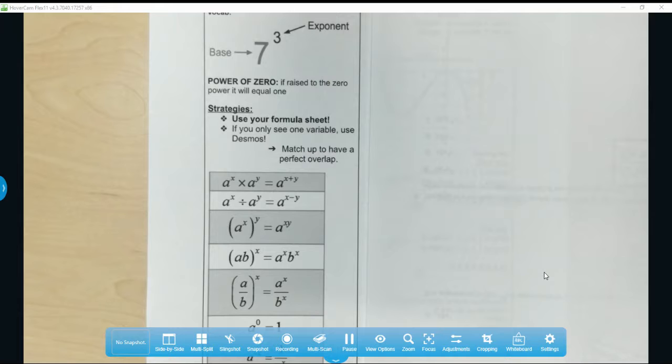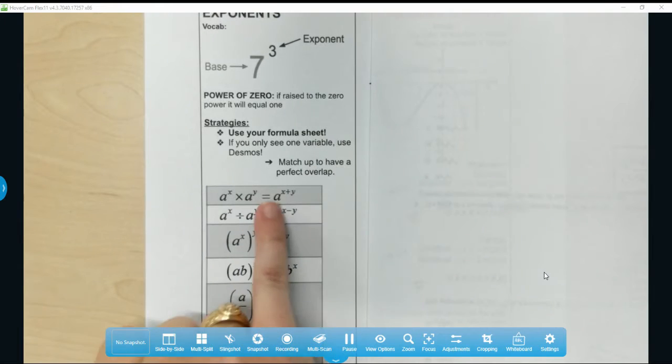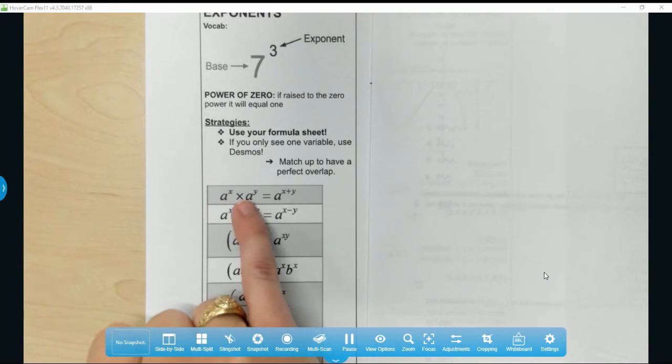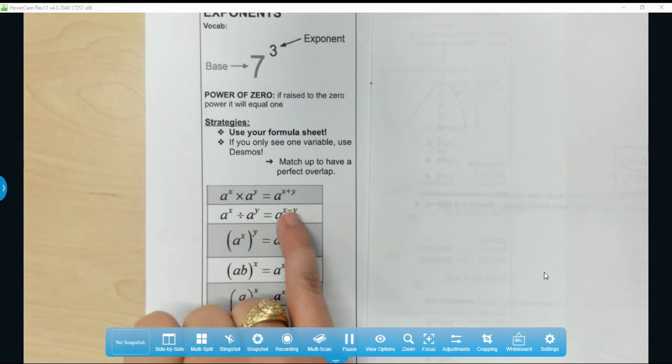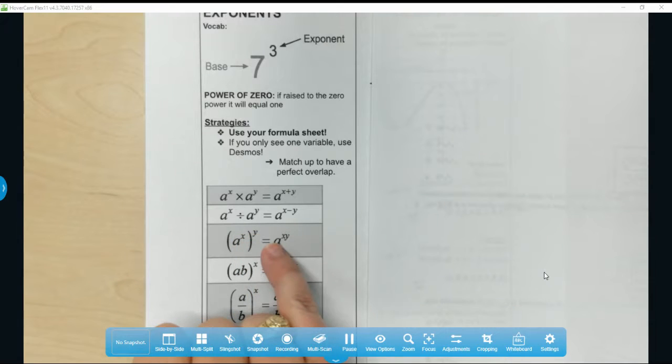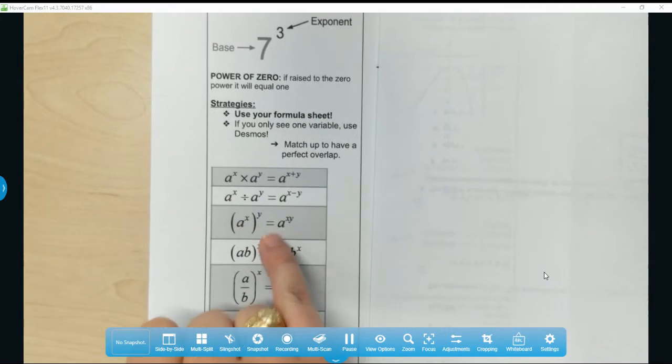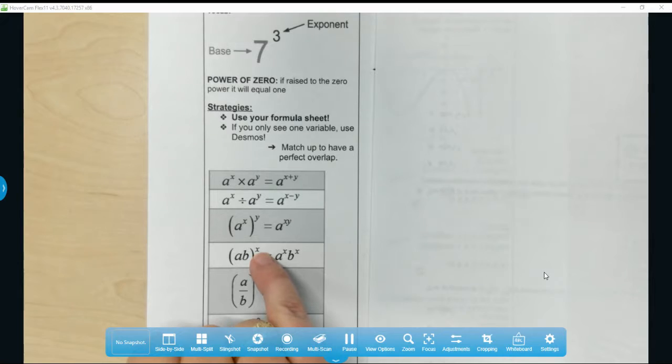If you're multiplying like bases, you would add the exponents. If you're dividing, you would subtract the exponents. If it's a power raised to a power, you multiply them. Make sure that you distribute the exponent to everything in the parentheses.